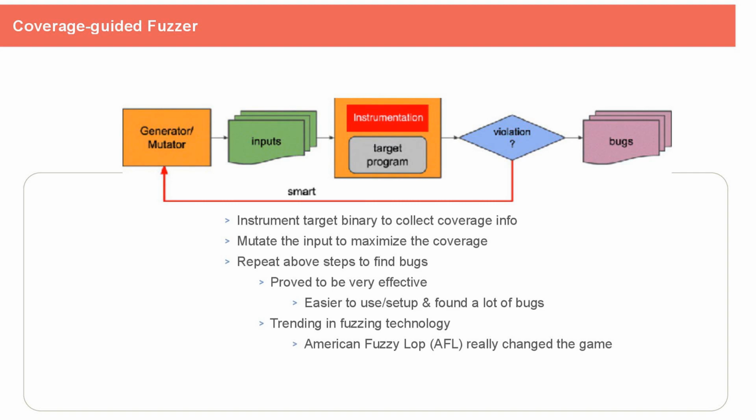So you can see that it's proved to be very effective this way, because guided fuzzer is very easy to use and very easy to set up, and actually it found a lot of bugs. And guided fuzzer became a trend in fuzzing technology. One type of this kind of fuzzer is American Fuzzy Loop, or AFL. And in the last few years, AFL found a lot of bugs.